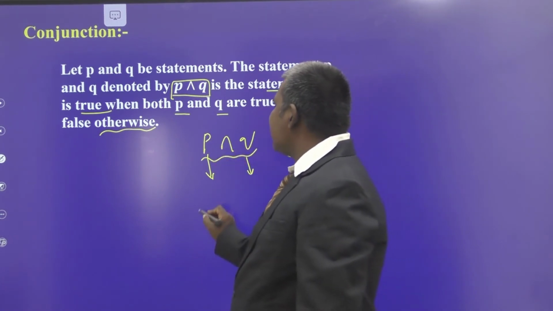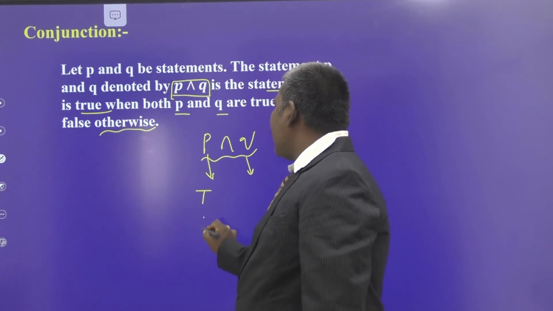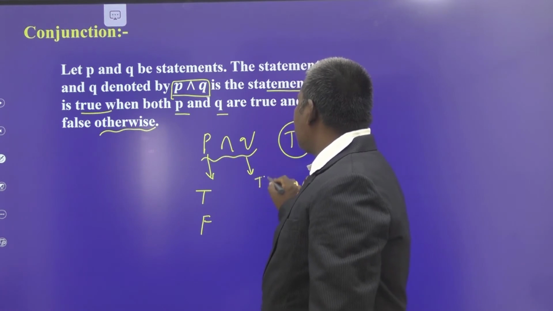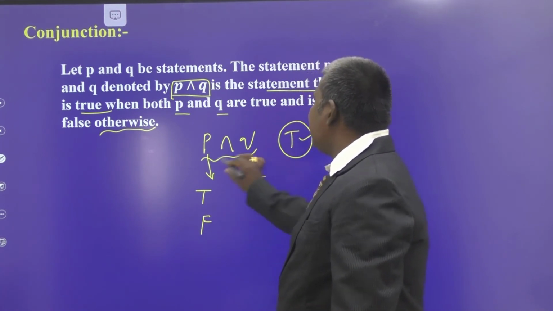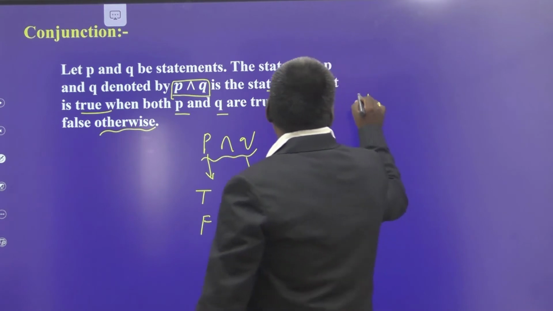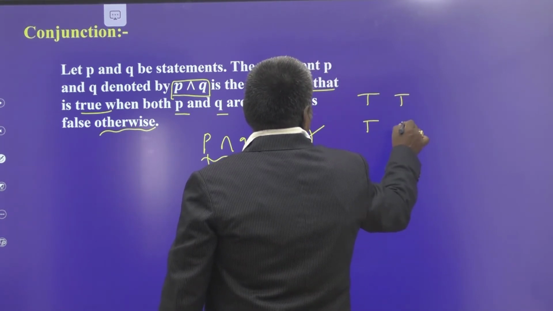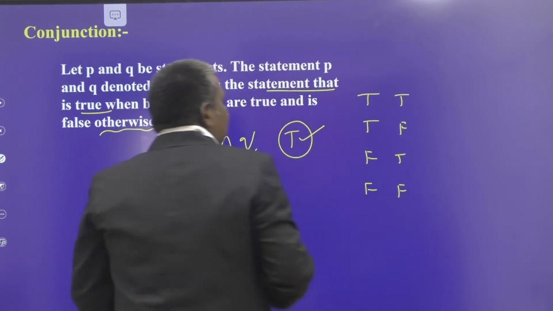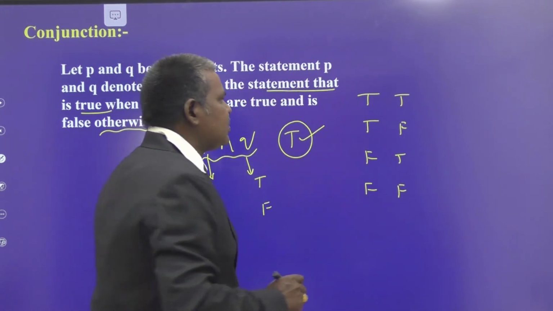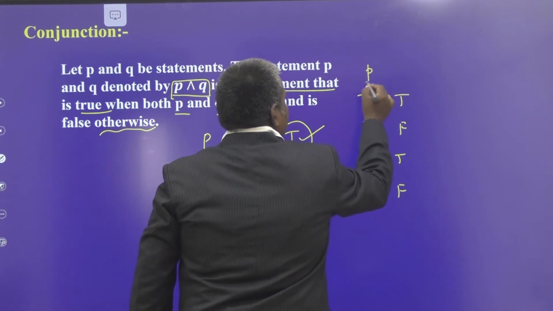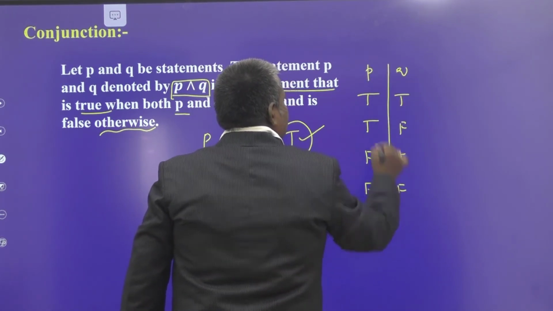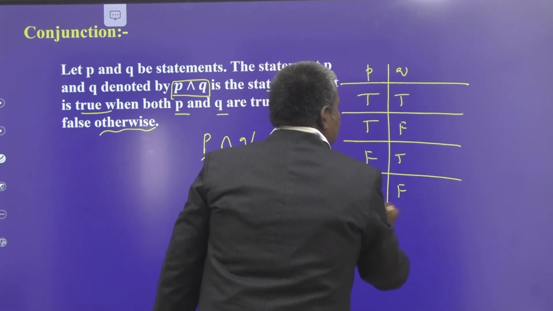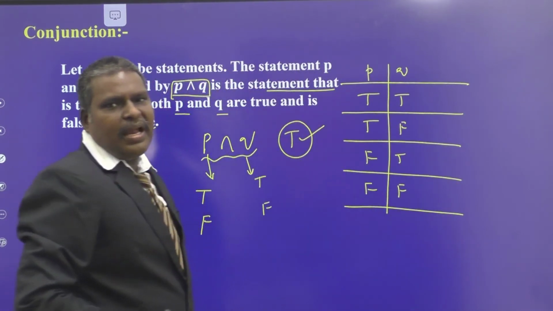What are the possibilities for P? That may be true or false. What are the possibilities for Q? That may be true or false. So if you club these two, the possibilities are true true, true false, false true, false false. These are the four possible cases for the two statements P and Q, where P is my first statement and Q is my second statement.